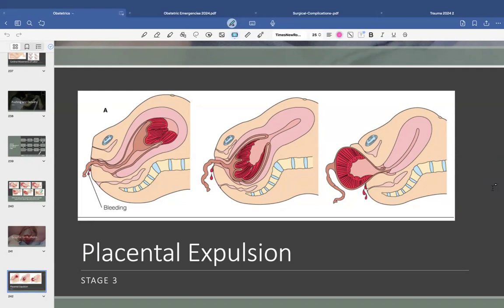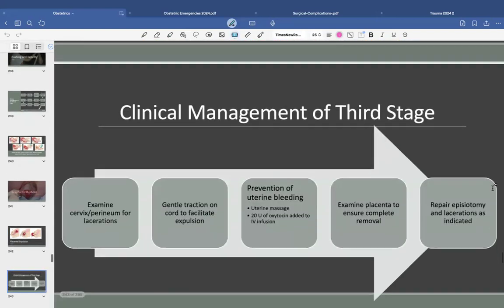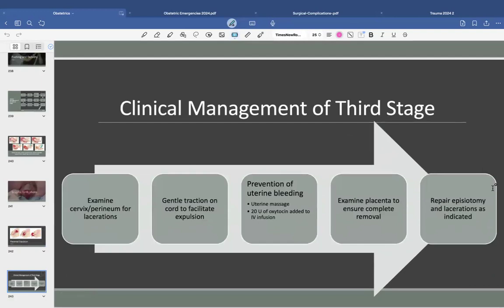You are going to examine the cervix and the perineum for lacerations that may have to be repaired after the baby is delivered. Gentle traction on the cord to facilitate expulsion, which is going to be a gentle pulling of the cord while you're applying pressure. That's going to help deliver the placenta. You're going to prevent uterine bleeding. You can do uterine massage. You can also give oxytocin. We talked about what oxytocin does.